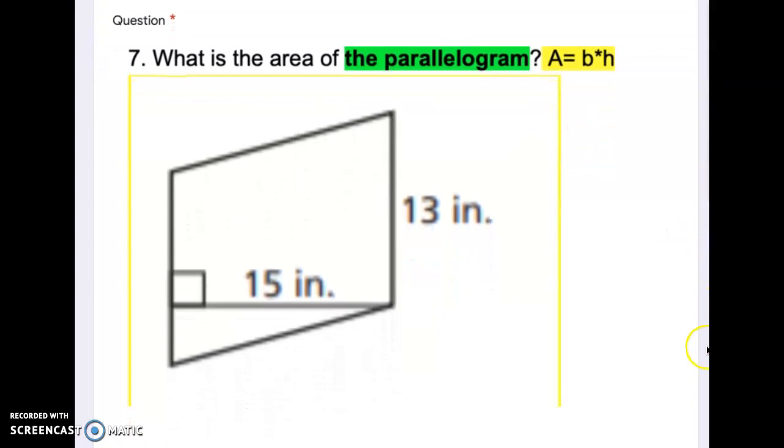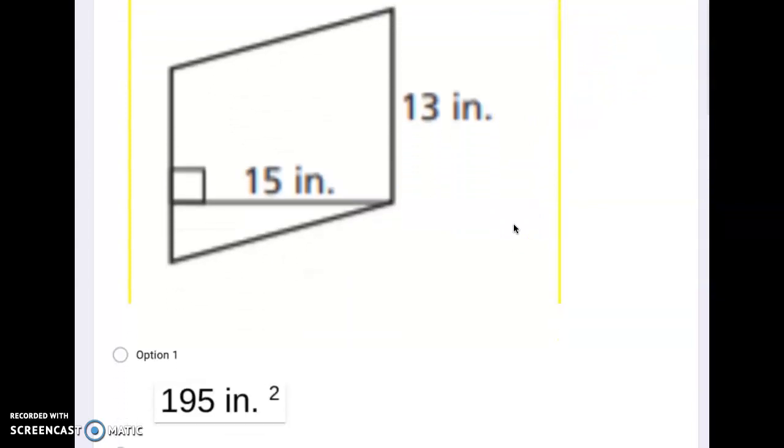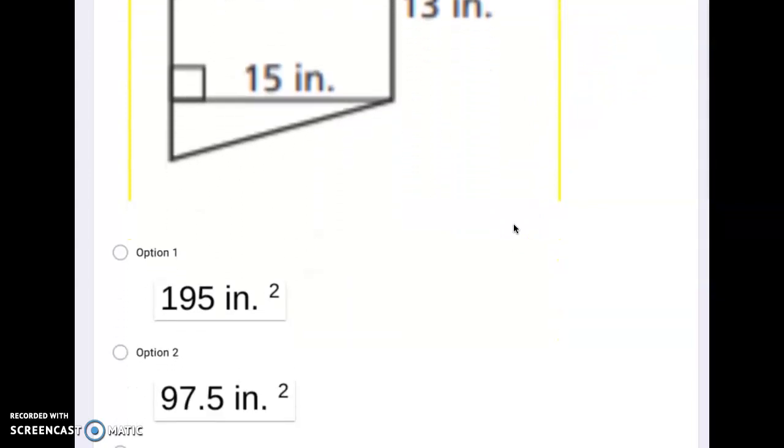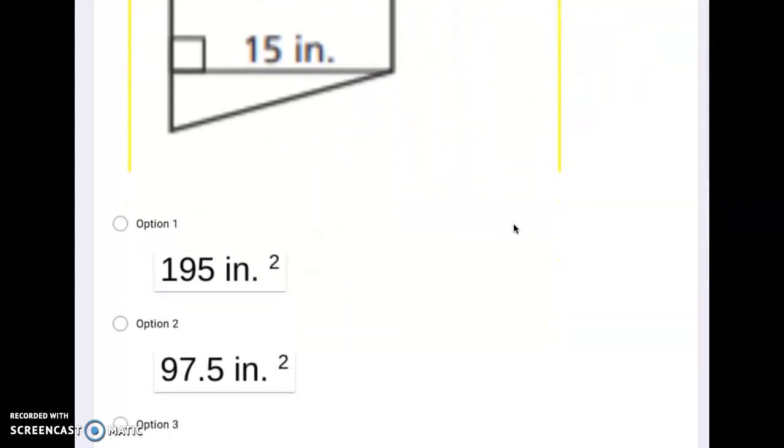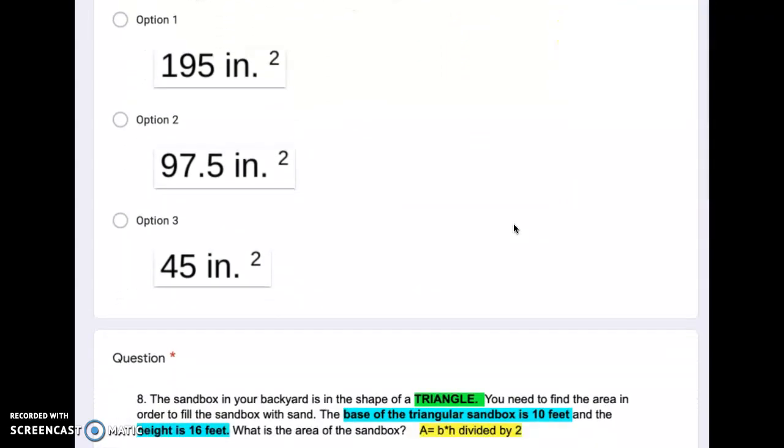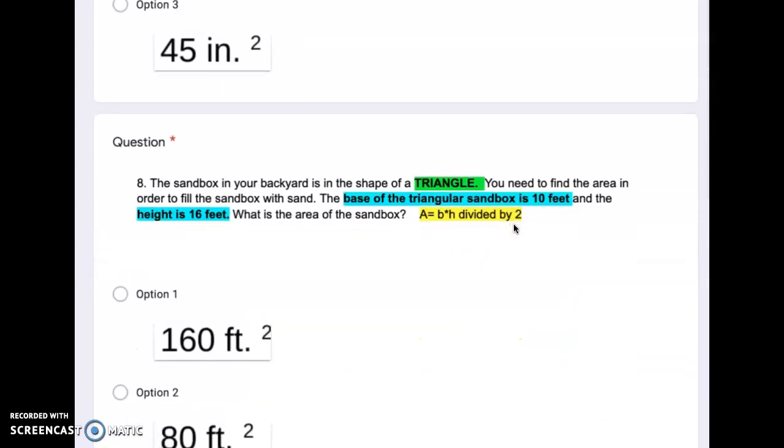Number 7, what is the area of the parallelogram? What's highlighted in yellow is the formula for how to solve for a parallelogram. Your choices are 195 inches squared, 97.5 inches squared, or 45 inches squared.